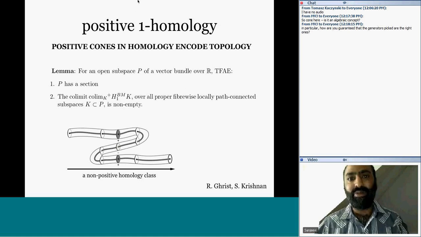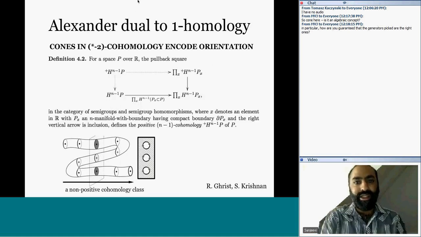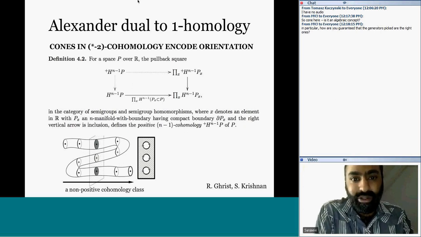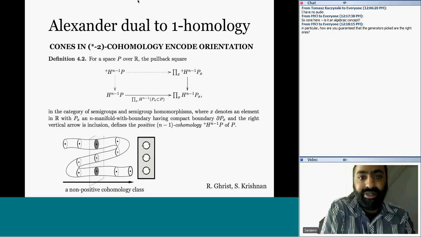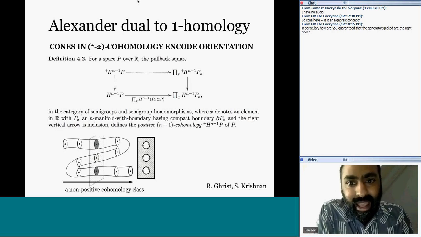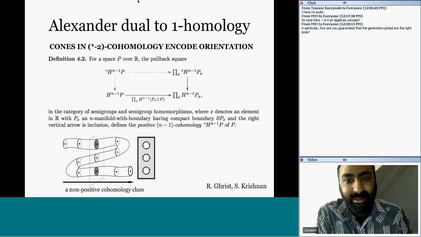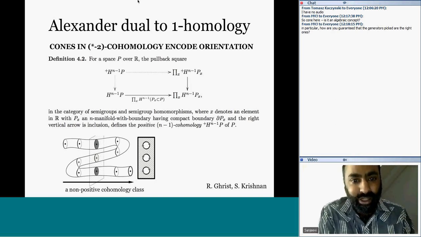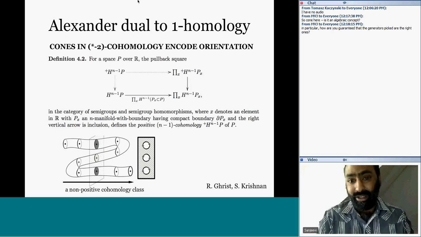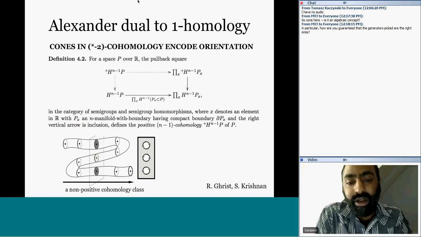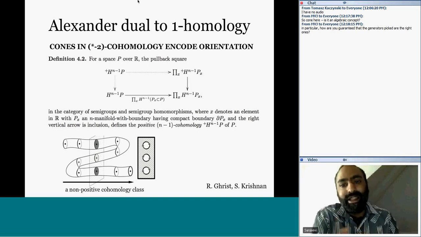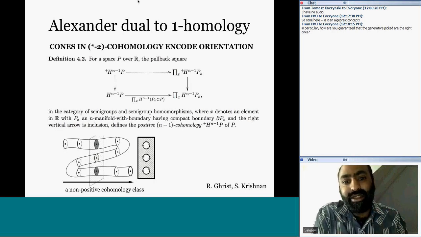Following Alexander duality, what's the appropriate definition of positive cone in an appropriate degree? So, look at a space parameterized over the real line. The fiber here is really an n-manifold, and you want to think of P as an n plus one dimensional space. So we're defining the positive cone on the cohomology of an n plus one dimensional space. This is the positive cone on codimension one cohomology, and it's essentially saying that a class in the n minus first cohomology of P is positive if, when restricted to every fiber, it's positive in the previous sense.